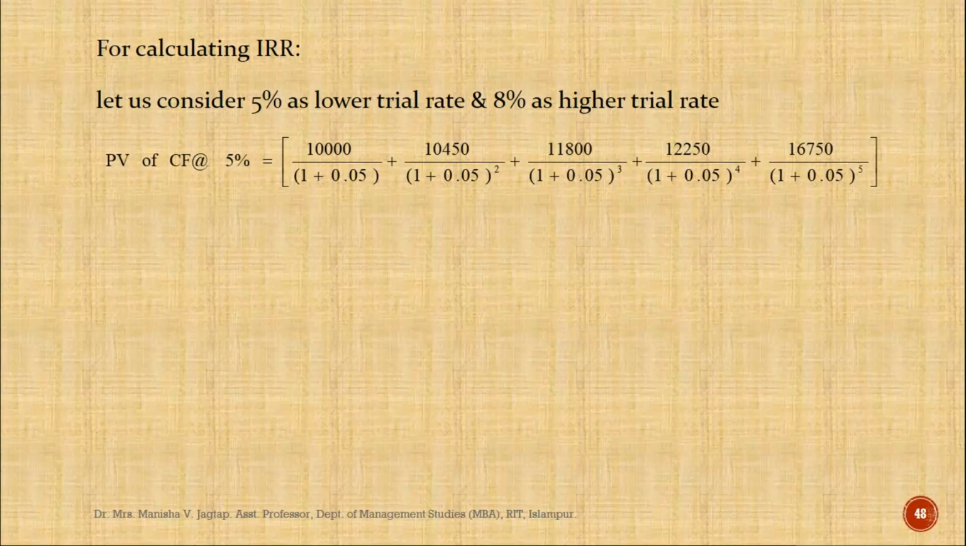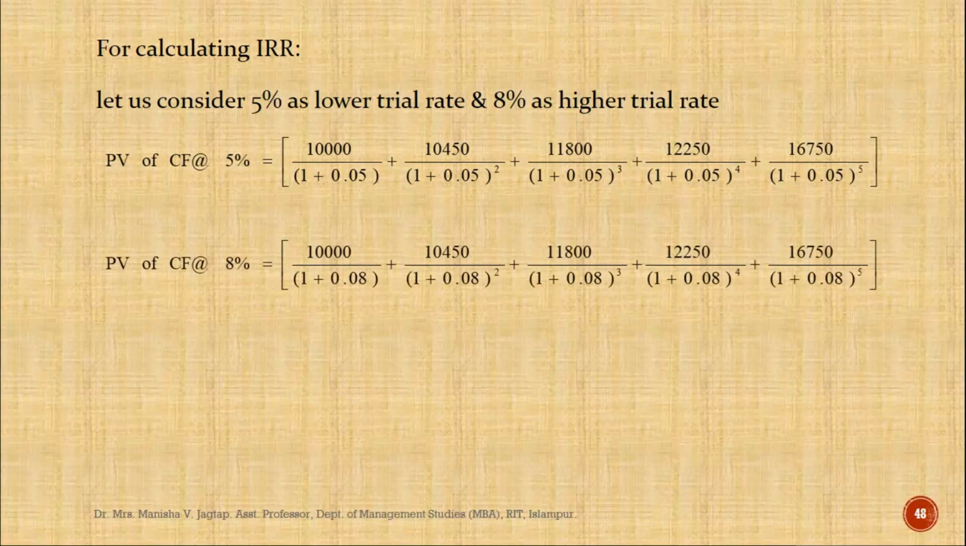Okay, so this is a formula which we have already used in net present value method. So in this way, we will calculate present value of cash flow at 5%, that is lower trial rate. And then next is present value of cash flow at 8%, that is higher trial rate. Again, same formula of net present value we are going to apply here. And then this is the formula of IRR.